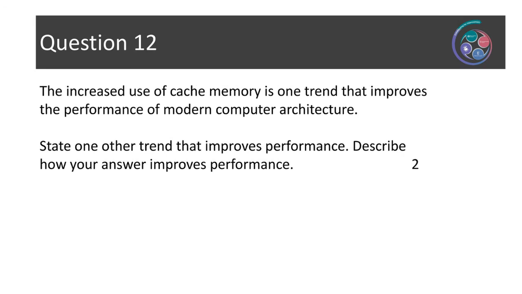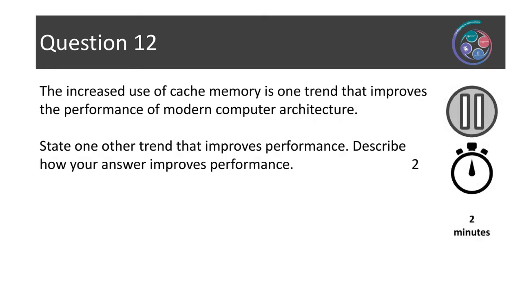State one other trend that improves performance. Describe how your answer improves the performance. So it's a 2-mark question, 1 for stating the trend, and then 2 providing a description that relates to the trend that you've just referred to. Hopefully you've learnt about factors affecting computer system performance. 2-mark question. Give yourself a couple of minutes to get this information down. Pause the video now and give that a go.